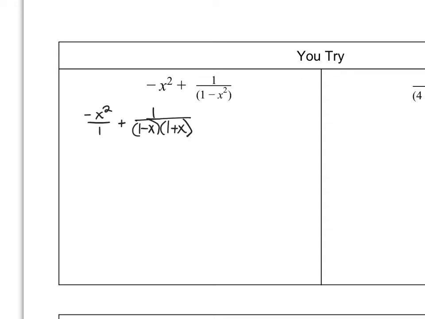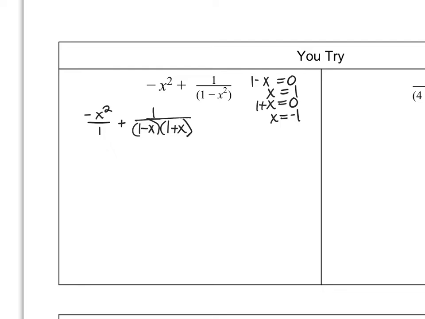The first step was to rewrite it with the denominator factored. I also rewrote my first term as having a denominator of 1, since its denominator was not shown earlier. This means that x is excluded when 1 minus x equals 0 or 1 plus x equals 0. So in other words, x equals 1 and x equals -1 are excluded.